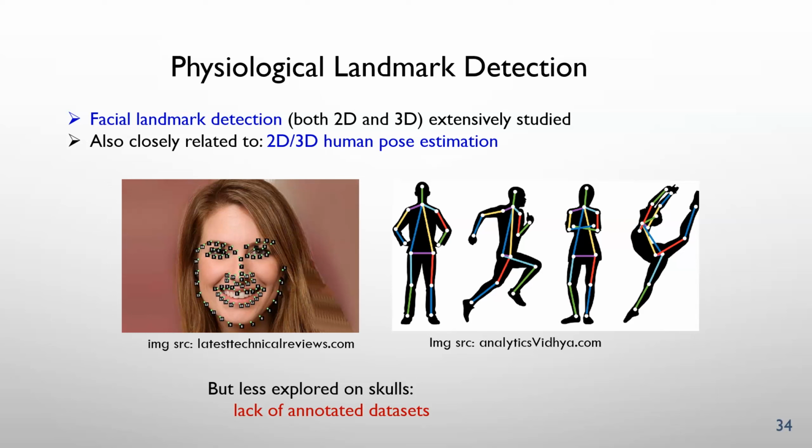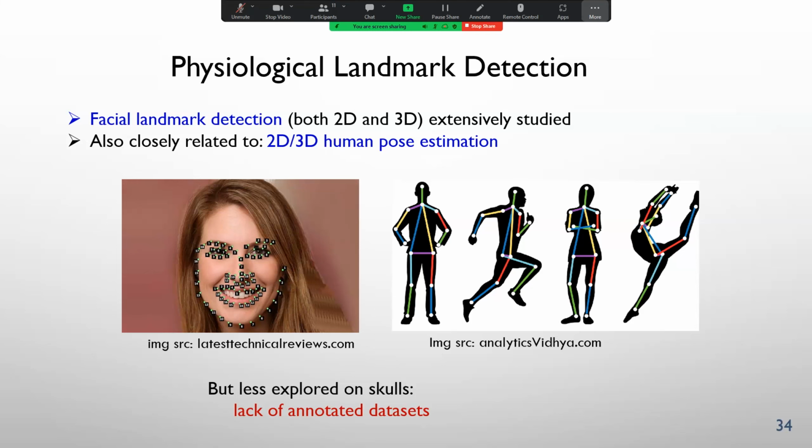Facial landmark detection, on either 2D face images or 3D face scans, has been extensively studied, and it can often be handled reliably. Another closely related and widely studied problem is 2D and 3D human pose estimation, which detects the skeleton and joints on images, depth images, or videos.